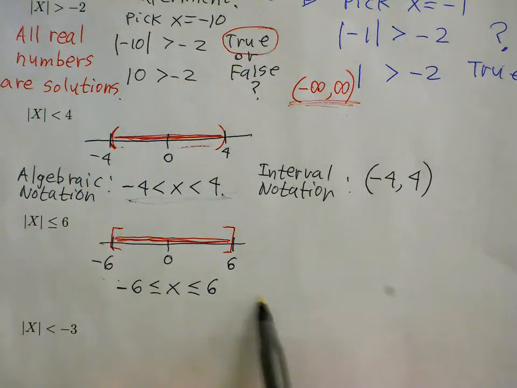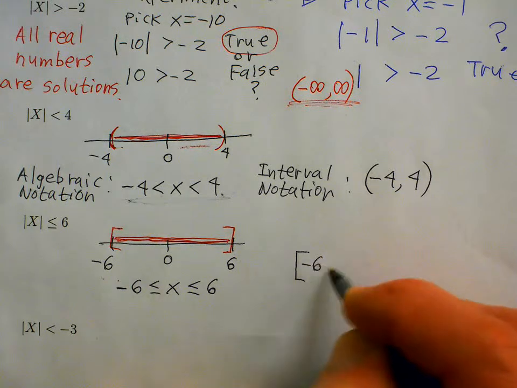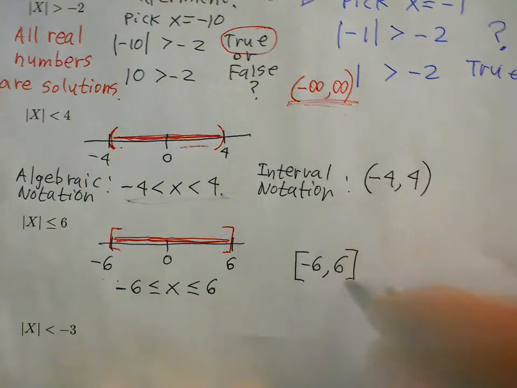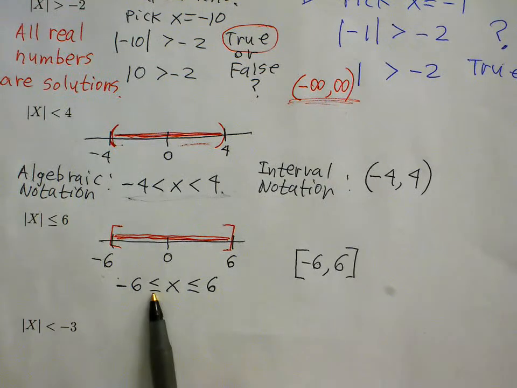Okay, then the interval notation: this time we use brackets, [-6, 6]. The bracket corresponds to the "or equal to" part in the algebraic inequality.